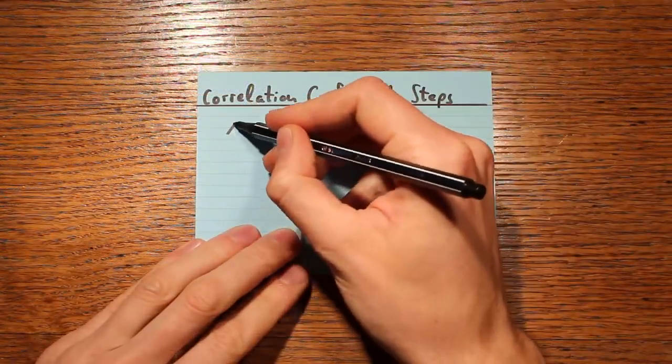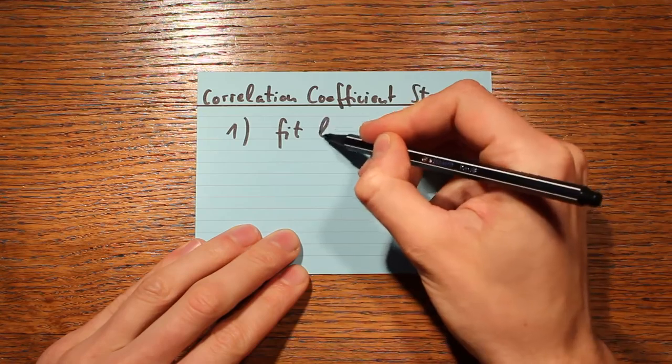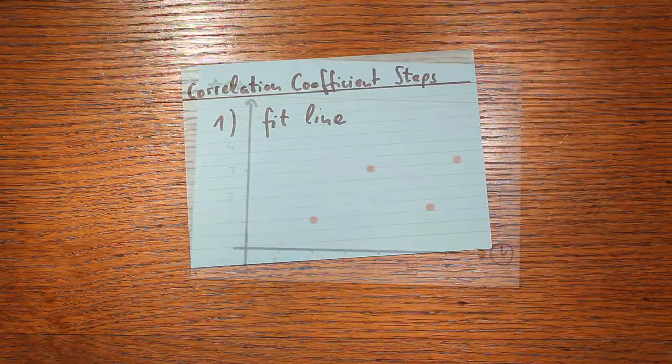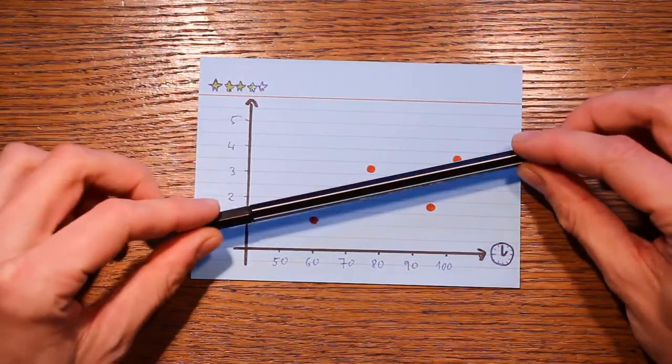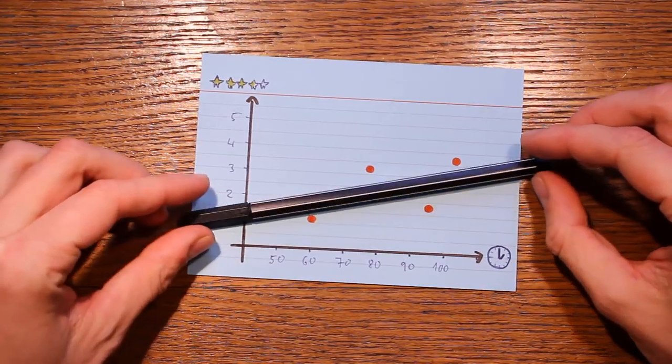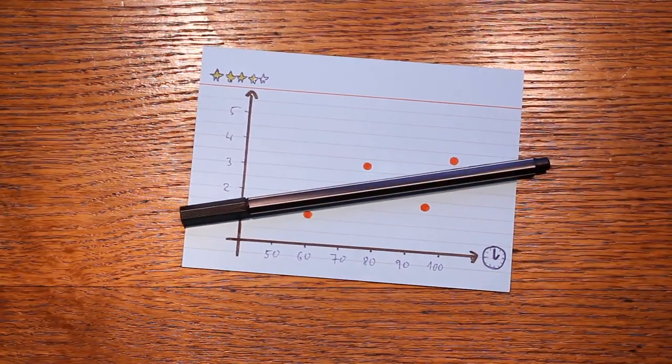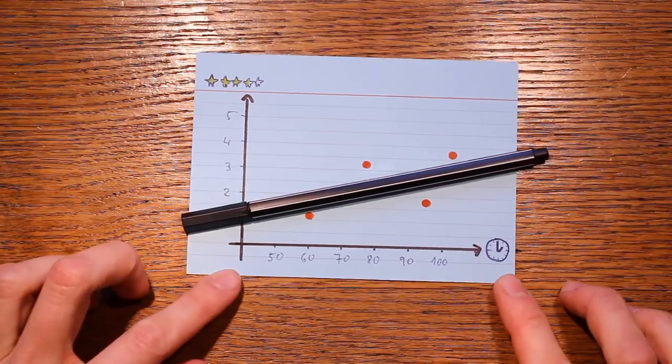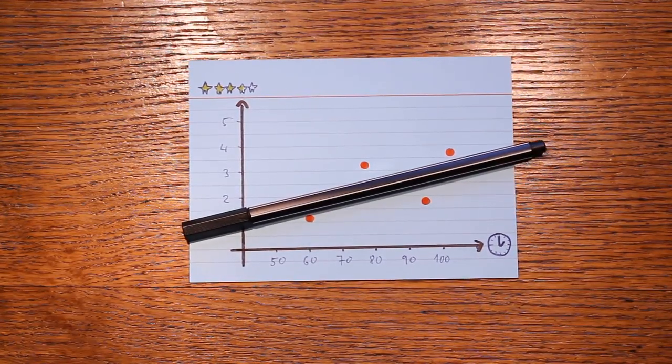The first step for the correlation coefficient is that it fits a straight line to the data. So in this example the line would go somewhere like here. And this is your standard straight line fit, so the one that minimizes the square distances between the fitted line and the individual data points.